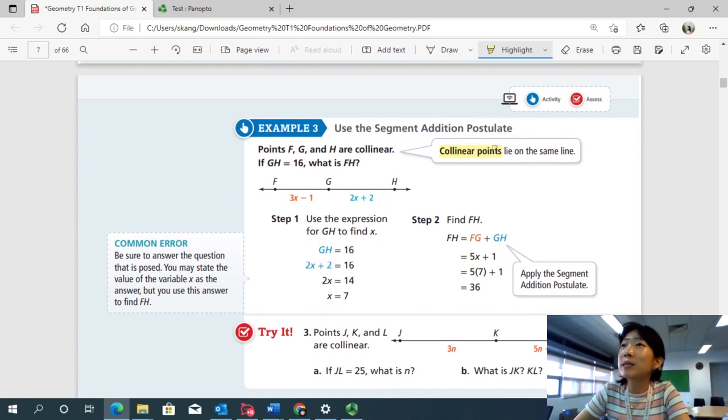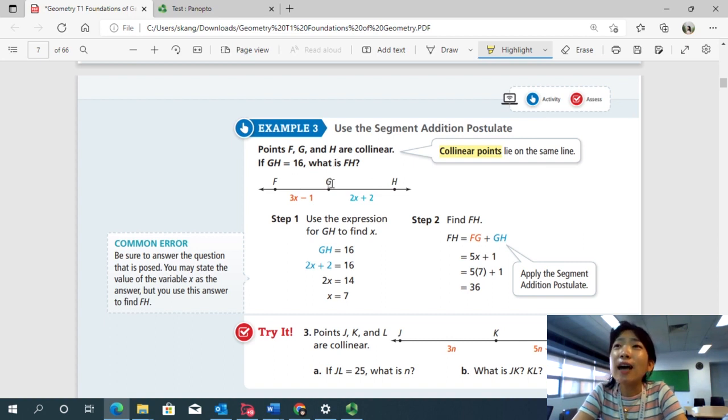So using that, let's look at example 3. We're going to use the segment addition postulate. Points F, G, and H are collinear. What does collinear mean? Co means together, linear, line. So they're together on the line. Collinear points lie on the same line.